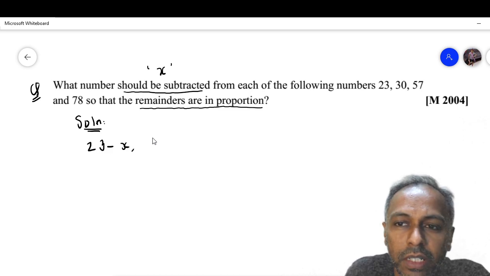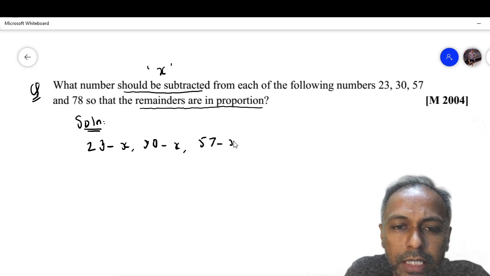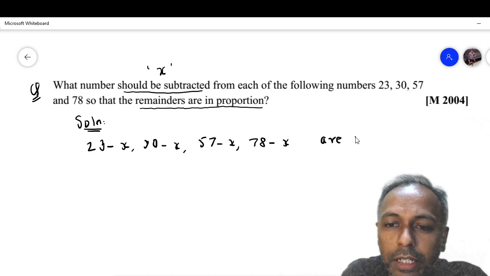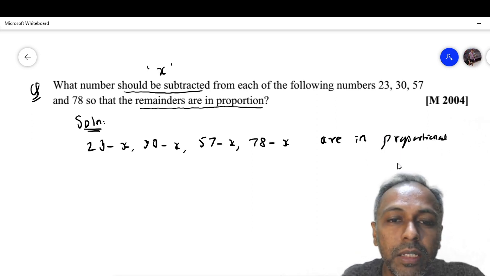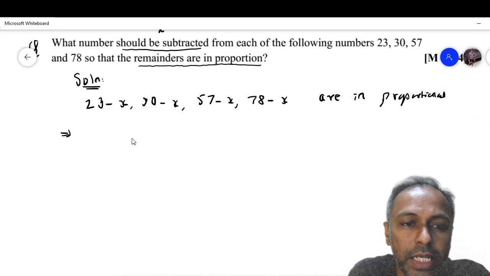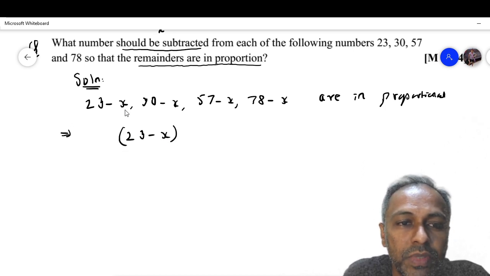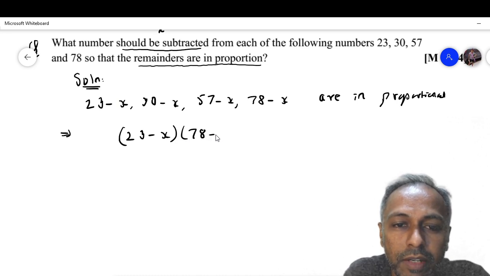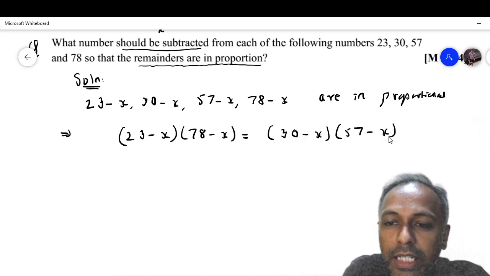23 minus x, 30 minus x, 57 minus x and 78 minus x are in proportion. That is what the question is saying: if you subtract x, the remainders are in proportion. If they are in proportion, this implies that the product of extremes, 23 minus x into 78 minus x, will be equal to the product of means, which is 30 minus x into 57 minus x.